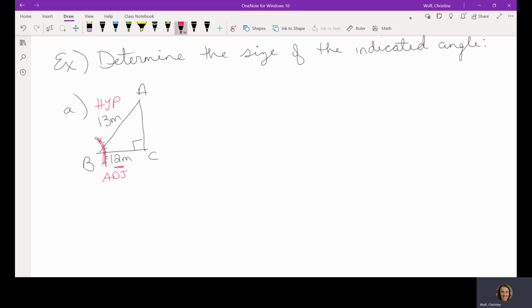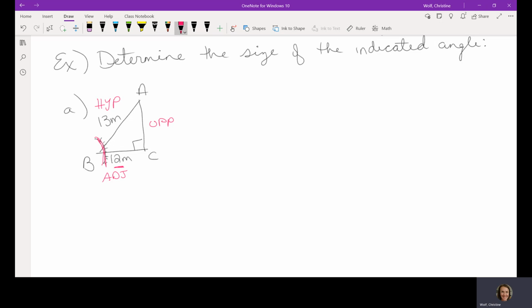This would be the opposite side to B because it's across the triangle, but I don't know it, so it's not going to help me. The ones I know are the ones that are going to help me, the 12 and the 13. The two that I know are adjacent and hypotenuse, A and H. Which one, sine, cos, or tan, deals with A and H?